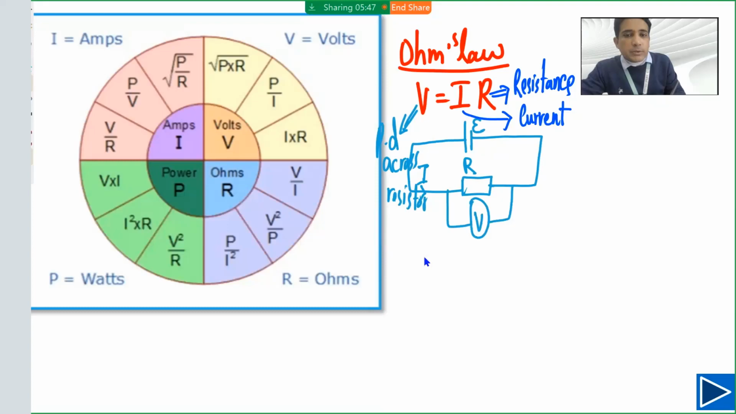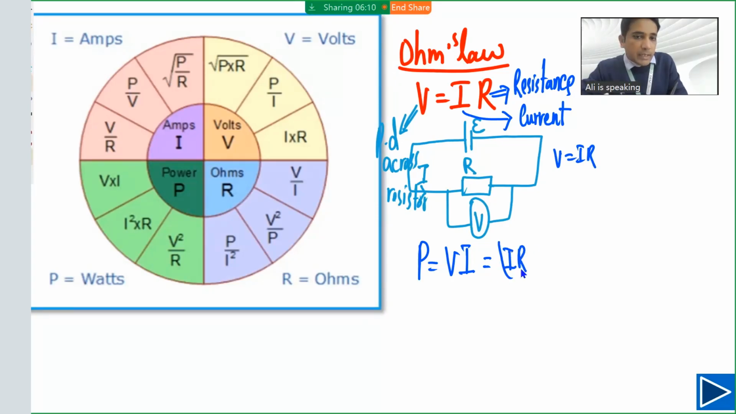Let's try to understand a little bit about power as well. P is equal to VI. And from here, if I want to replace V, I can replace it using Ohm's law, V is equal to I times R. So we can write power in a different form. We replace V with IR, and this is multiplied by I. So you get another formula for power, that is I squared times R.